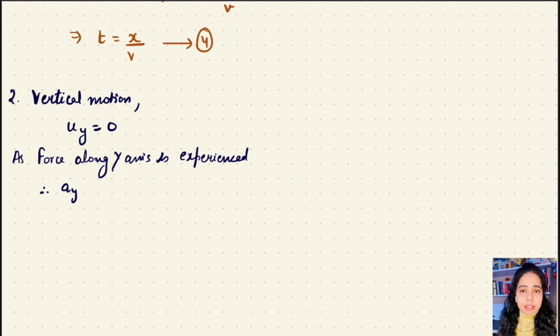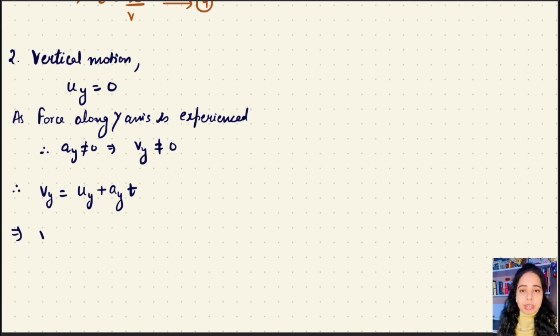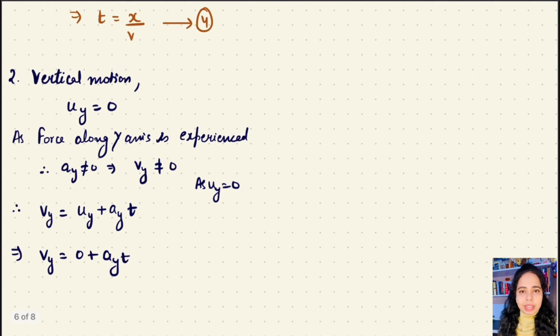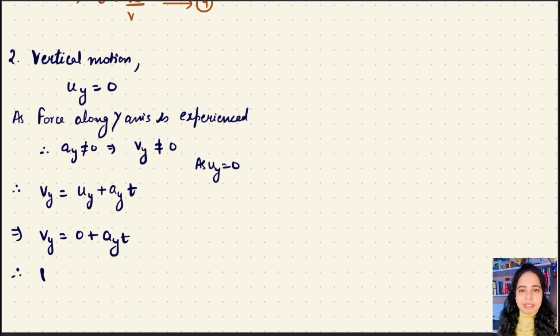In order to determine the final velocity along the y-axis of a charged particle, we will use the equation v is equal to u plus at, but we have to determine it along the y-axis. Therefore we can write it as vy is equal to uy plus ay into t. Now uy is equal to 0 because the initial velocity of the charged particle along the y-axis was 0, therefore 0 plus ay into t. Now from equation number 3 we know that ay is equal to qEy upon m, therefore we have vy is equal to 0 plus qEy upon m into t.